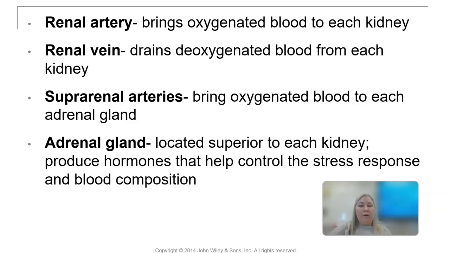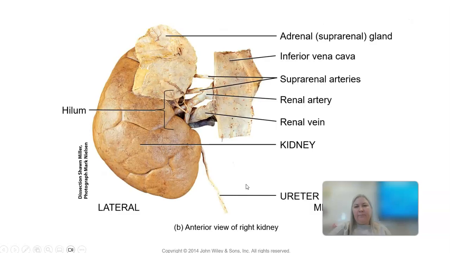The suprarenal arteries are going to be going to the adrenal glands, which sit atop each kidney and do help with some of the homeostatic mechanisms that the kidneys do. And they also facilitate the stress response by releasing cortisol, epinephrine, and norepinephrine.